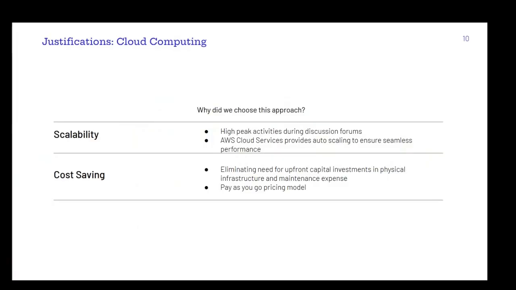Now, why this approach? We break this down into a few parts. Firstly, discussion forums experience high peak traffic at different times of the day. This is where AWS cloud services play an important role in providing auto-scaling to ensure seamless performance even at peak traffic times. Secondly, with a forecasted annual cost of just $106, the pay-as-you-go model aligns perfectly with our budget constraints while avoiding heavy upfront investments. Lastly, by offloading the infrastructure management to AWS, our team can focus on innovation and feature enhancements instead of routine maintenance.